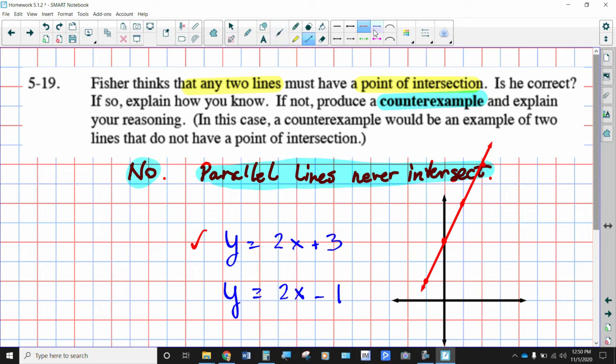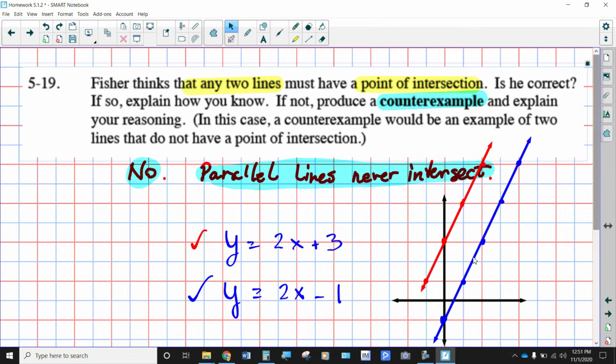This one we'll do in blue. So this has a y-intercept of -1, but then up 2, 1 to the right, up 2, 1 to the right, up 2, 1 to the right. Those two have the same exact slope. So they will never intersect each other, because two lines with the same slope are parallel lines. They can't intersect each other. So there's your counterexample.